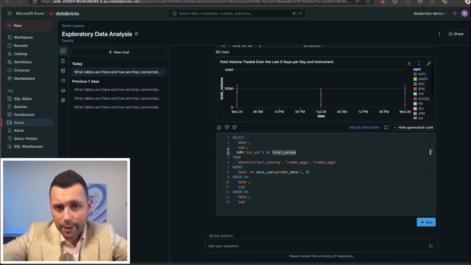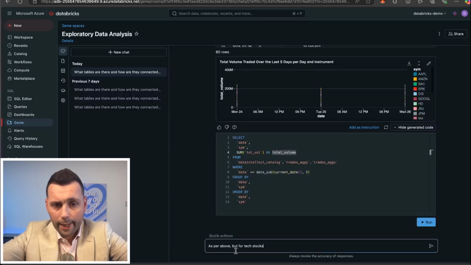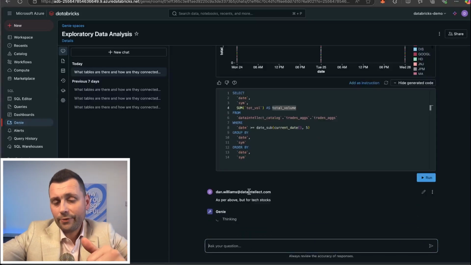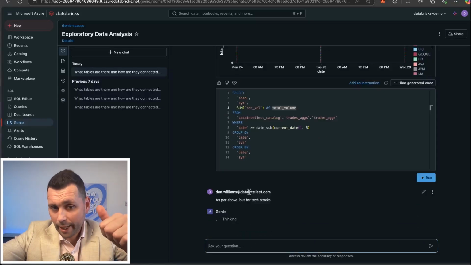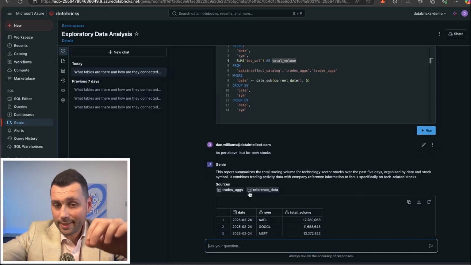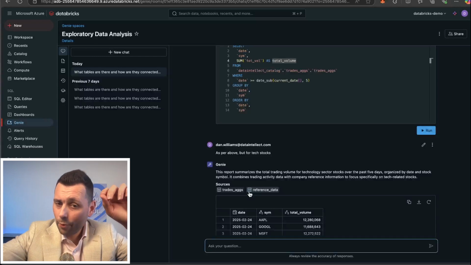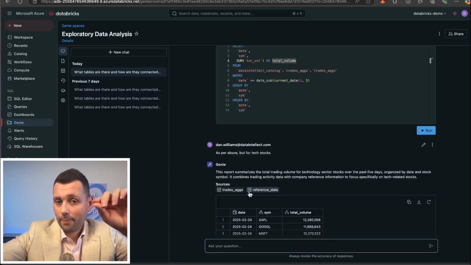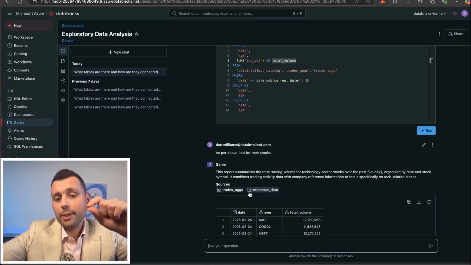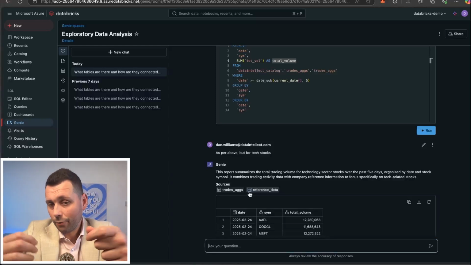Now the next question that we can ask is a little bit more interesting. We can ask it: as per above, but for tech stocks. This question is very interesting because in the first place we have "as per above", meaning that we're going to see if Genie actually understands the context of the previous question, and then we have "tech stocks". We're not using "technology", so we're going to see whether Genie can understand that tech refers to technology.